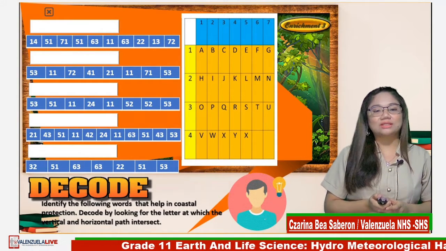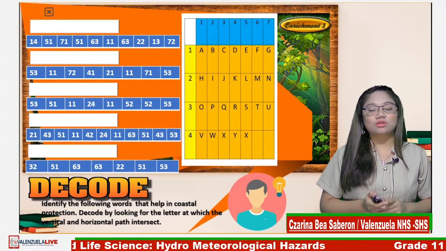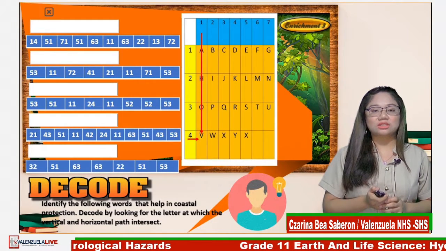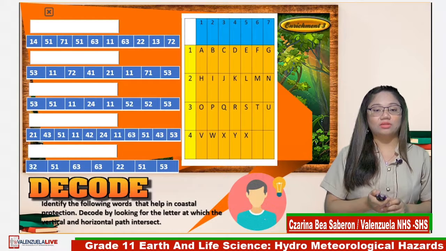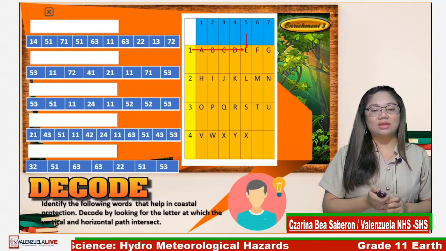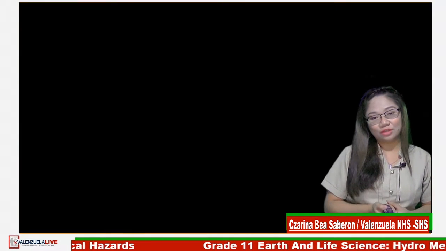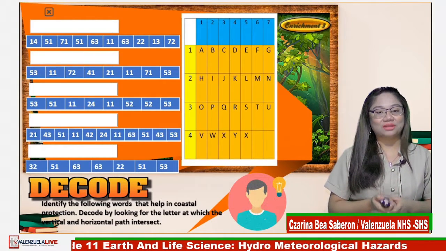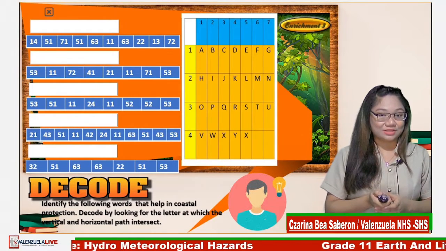To make that clear, for example, the first number is 14. So number 1 and then number 4, they intersect at letter V. Okay, so your first letter is V. Another example, the next number is 51. So 5 and then 1, they intersect at letter E. So there I have given you 2 letters. Work with the other letters and the rest of the given. I'm going to give you again 30 seconds to answer.